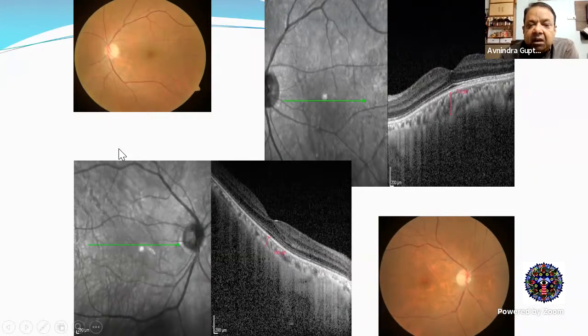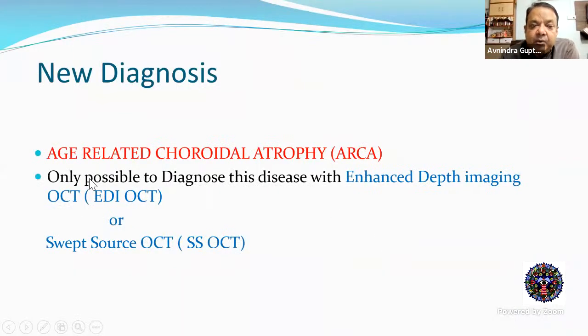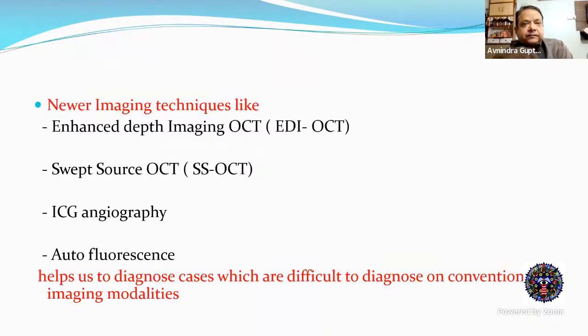So we did an EDI OCT, and you see the thickness in the left eye is normal, while in the right eye the thickness has reduced to 180 microns. Because of this reduction in thickness, there is a lot of tessellation in the fundus. So we come to a new diagnosis, age-related choroidal atrophy, and this is only possible to diagnose with the aid of EDI OCT or swept source OCT, SSOCT. It's a newer imaging technique.